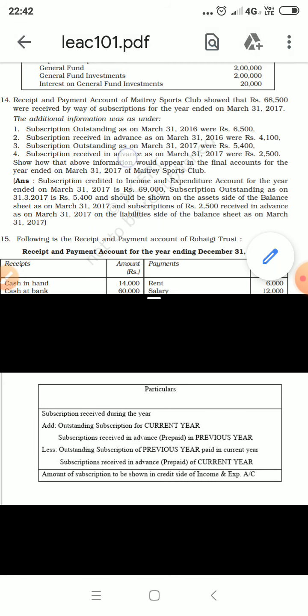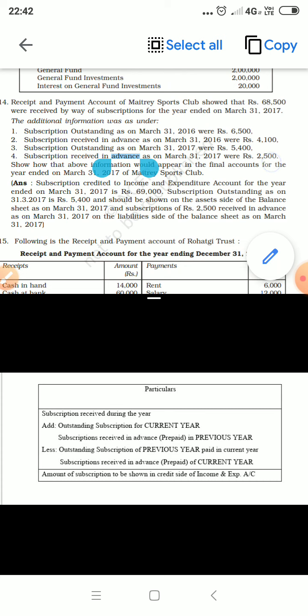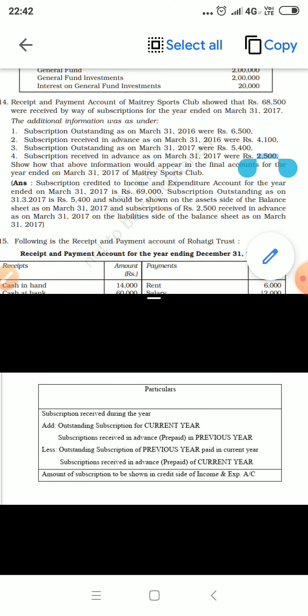What is current year's prepaid? Prepaid means advance. It is pre-received. Okay. Current year's pre-received is 2,500. So minus. So 68,500 plus current year's outstanding 5,400 plus previous year's advance 4,100 minus previous year's outstanding 6,500 minus current year's advance 2,500. Okay children, I hope you understood. Pause my video, write whatever I am saying, then understand. Okay.